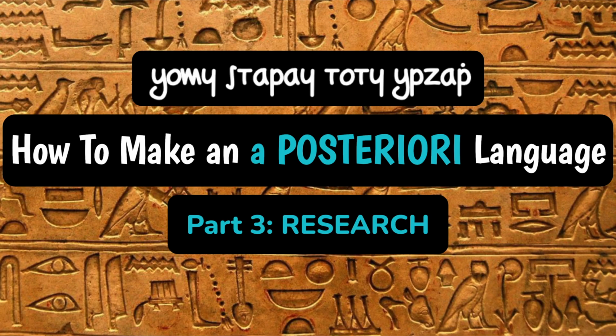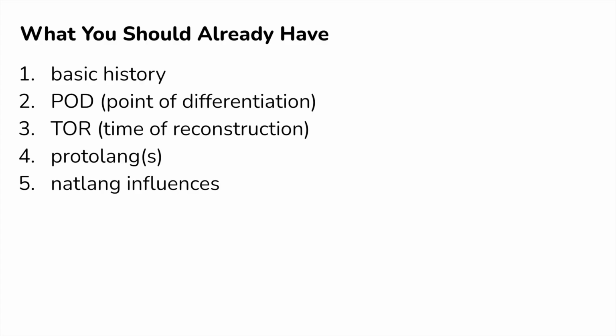So today we'll be learning how to research our proto-langs in order to build a more naturalistic a posteriori conlang. Hopefully you've already watched the last two videos, and so you already know what your proto-langs are and at what point your conlang diverges from them. And to be clear, you should also research natlangs that influence your conlang heavily even if they aren't genetically related. Neighbors and substrates. I'll talk more about this in a future video.